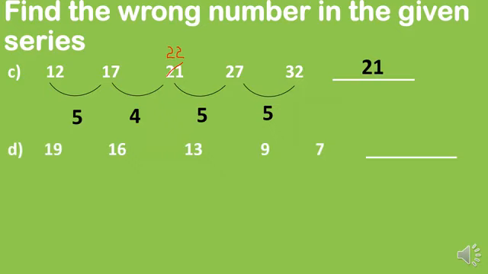Next is 19, 16, 13, 9 and 7. All these numbers are in decreasing order. Decreasing order means there is subtraction or reverse counting. Okay, so let's check the subtraction first. 19 and 16, there is reverse counting, or you can say the subtraction. So between 19 and 16, how many numbers of gap in reverse? 18, 17, 16. It means a gap of 3 numbers.